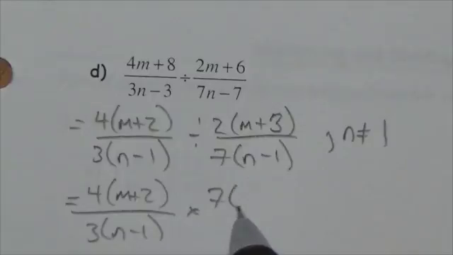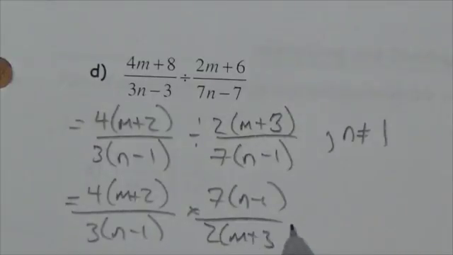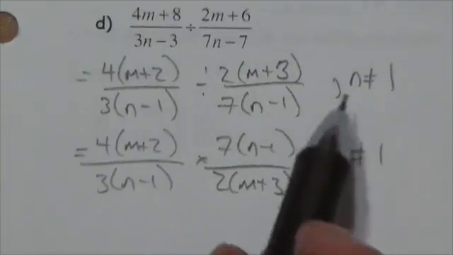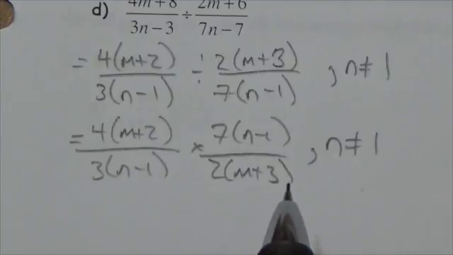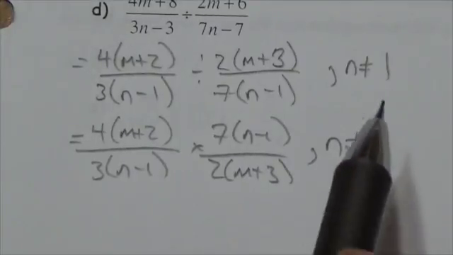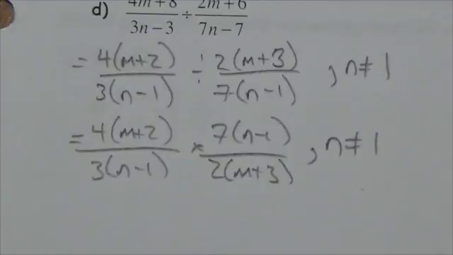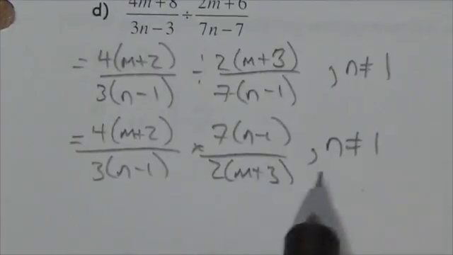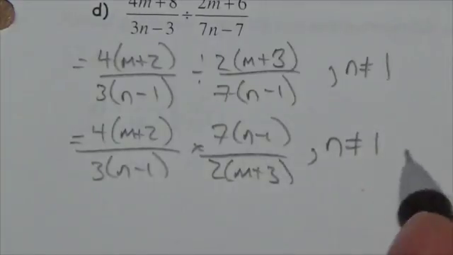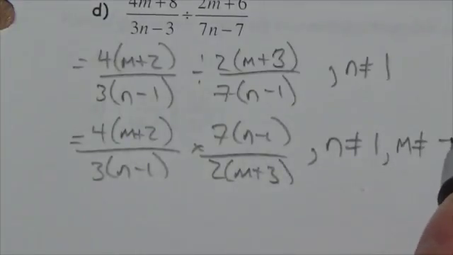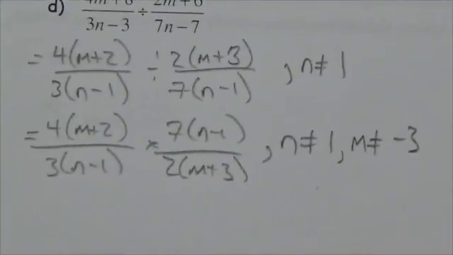I'm going to multiply by 7 times n minus 1 over 2 times n plus 3, and I'm going to bear in mind that n can't equal 1. Now, do I need to keep writing this? Well, no, it wasn't necessary to write it in the first place, but I'm using it to help me figure out what's going on here. Additionally, as soon as I reciprocated it, that m plus 3 fell into the denominator, which means now m can't equal negative 3. Whoops. So there's another non-permissible.